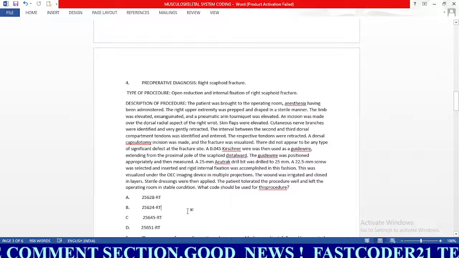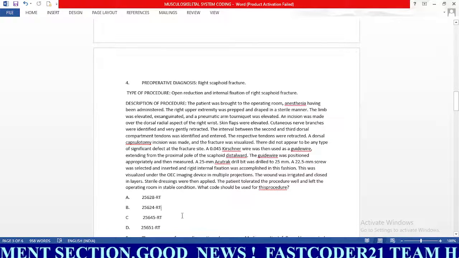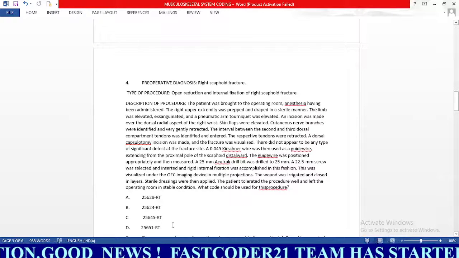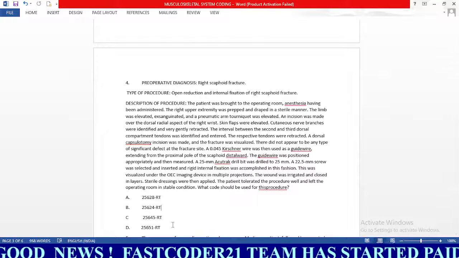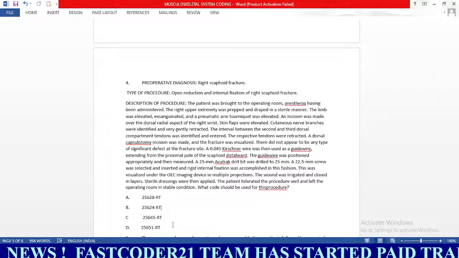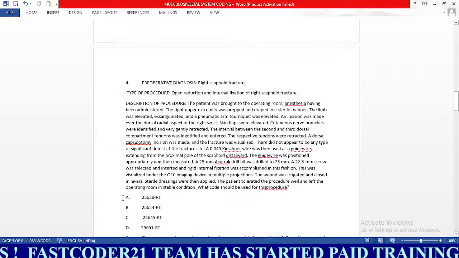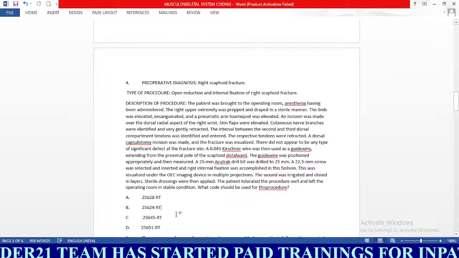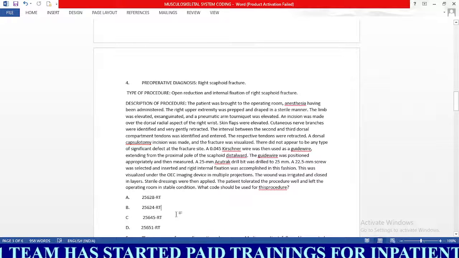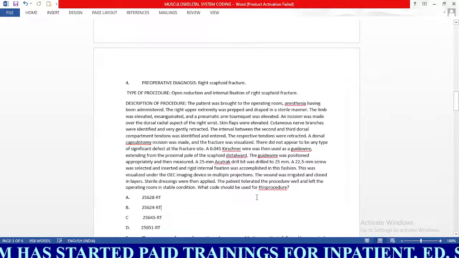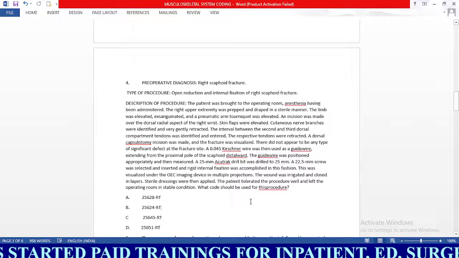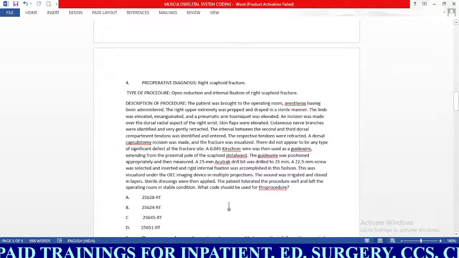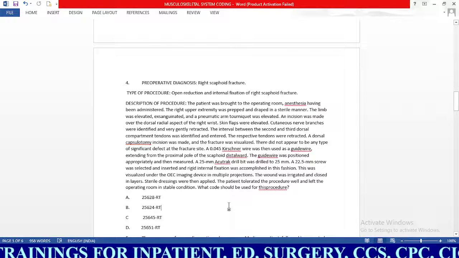Among these four codes, we have a closed procedure, an open procedure, and also percutaneous pinning. But based on our operative report, it is an open reduction and internal fixation of right scaphoid fracture. So here our answer is 25628. The remaining ones are a closed procedure and a percutaneous procedure, but based on our operative report, it is an open procedure. So A is the correct answer here.